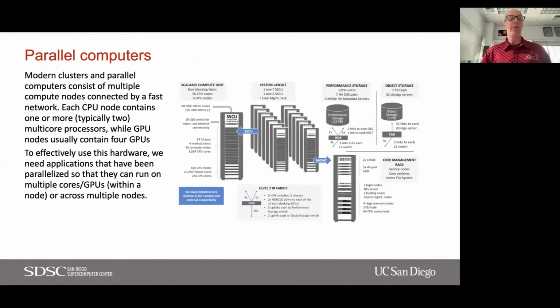Just a very, very quick introduction to parallel computers. Multiple clusters in parallel computers consist of multiple compute nodes connected by a fast network. Each of the CPU nodes on most of these nationally allocated systems are going to contain two processors, each with multiple cores. The GPU nodes will typically contain 4 GPUs per node. So even if you are running within a single node, you can still take advantage of parallel computing. So to effectively use this hardware, we need applications that have been parallelized so that they can run on multiple cores or multiple GPUs within a node or across multiple nodes.